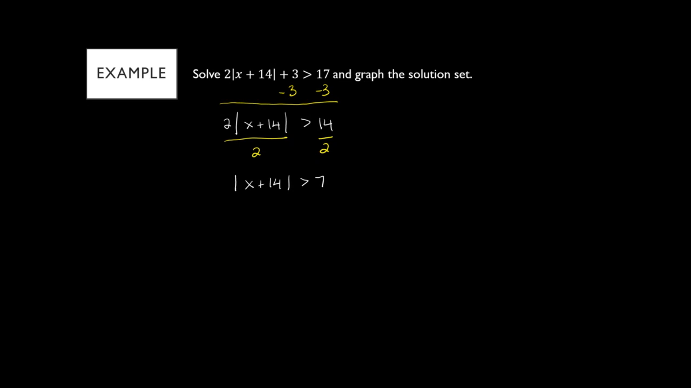Now, greater than is always going to be 2 separate inequalities separated by an or. So we're going to have x plus, oh wait, I want to do this in white, not yellow. We have x plus 14 greater than 7, exactly as you see it without the symbols. Or then you have x plus 14 less than negative 7. And we change the inequality because we've got that negative 7 there.